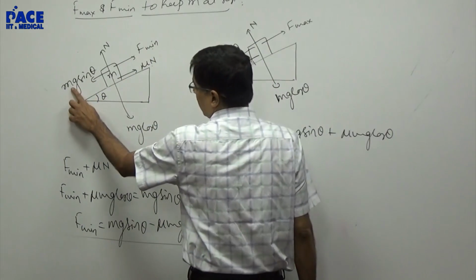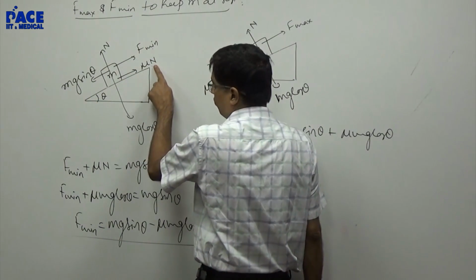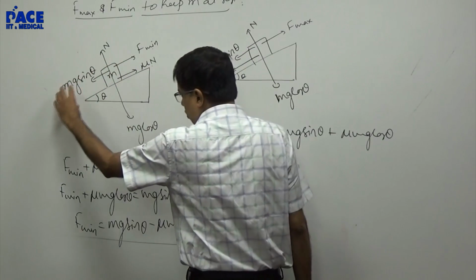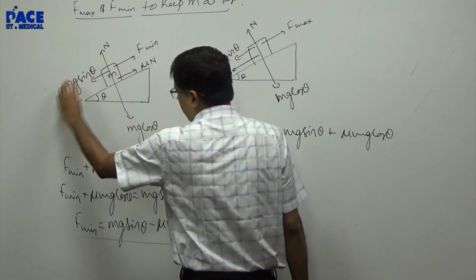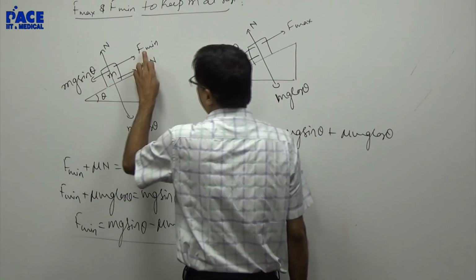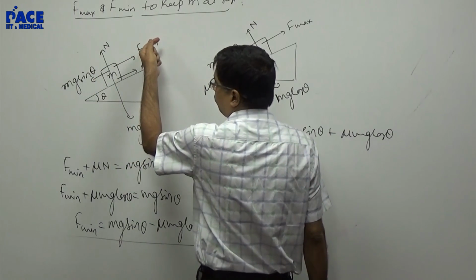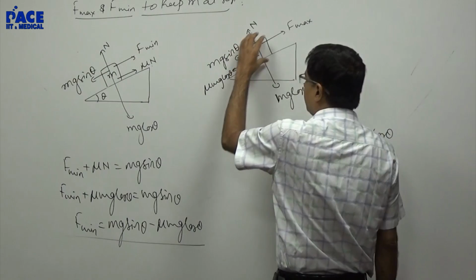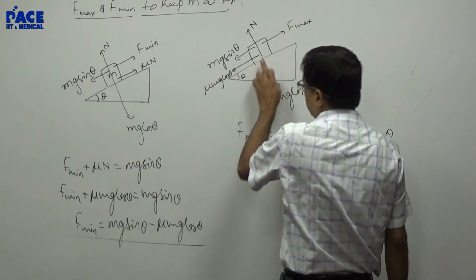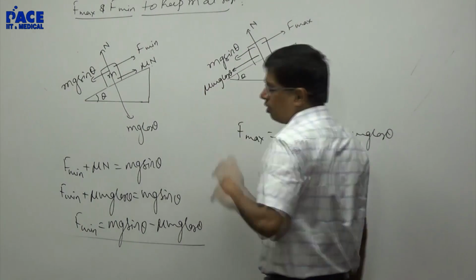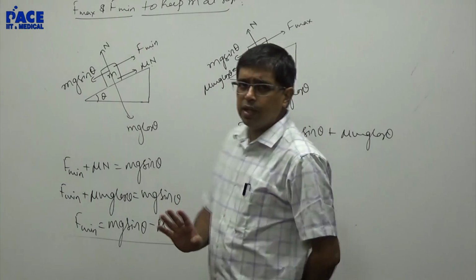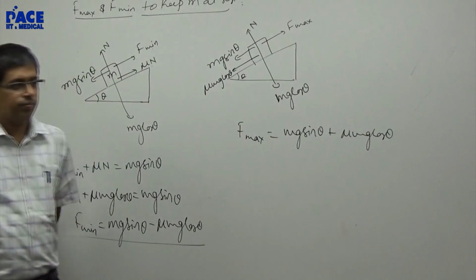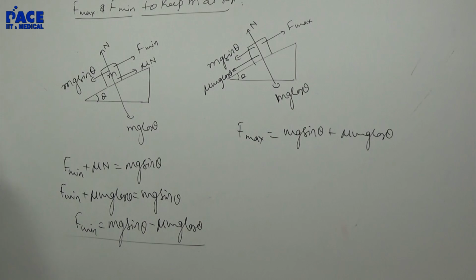See, mg sin theta, is it greater than the friction? Yes, when the block is sliding. When it has a tendency to slip in the downward direction, I should apply a force in the upward direction. As I increase this force, there will be a tendency to slip in the upward direction. So friction will act in downward direction. Simple. Okay, sir. Thank you, sir.